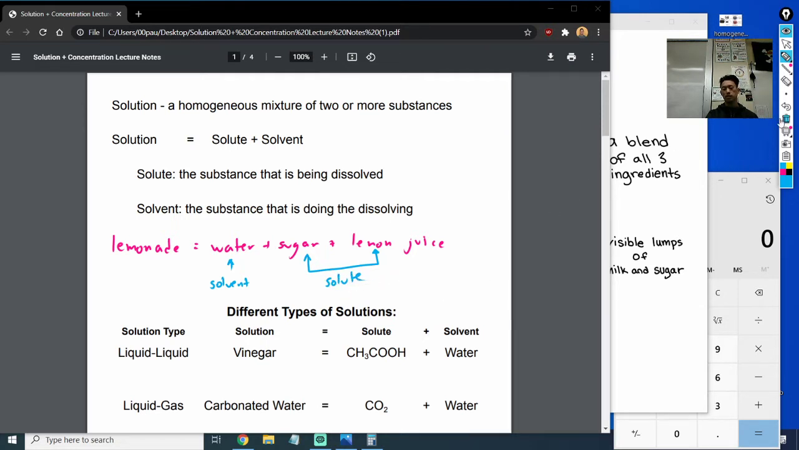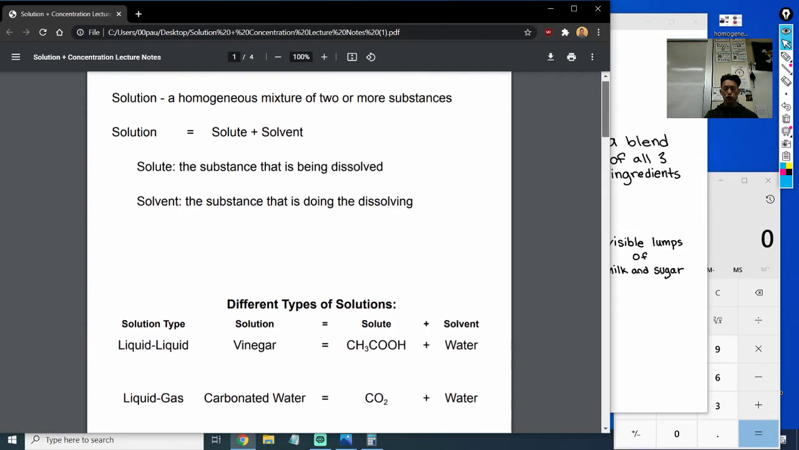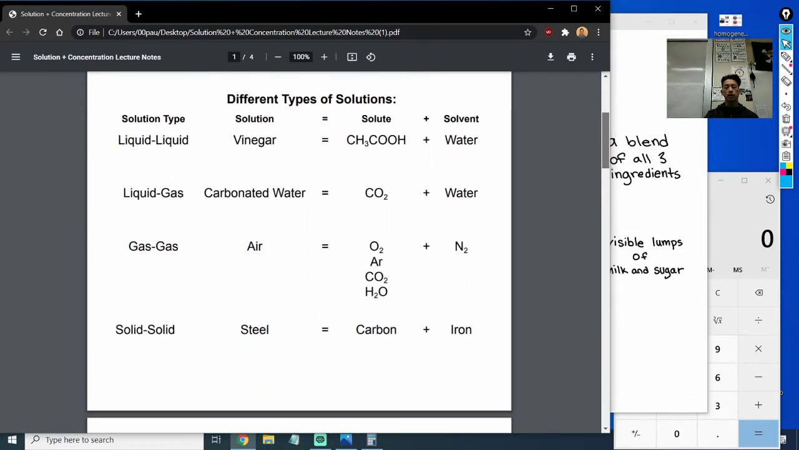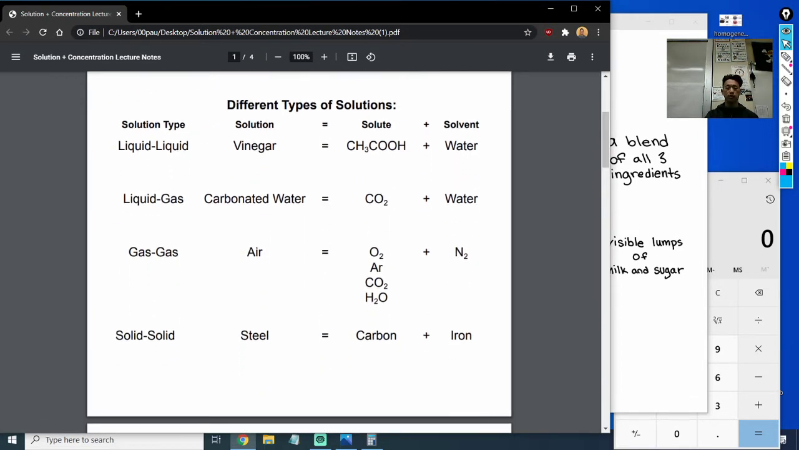Okay, so that's basically the parts of a solution. So when I talk about solute or solvent, I'm talking about what you have more of, what you're dissolving in there. That's just terminology. Now, there's different types of solutions. Usually we think about, hey, we're mixing solids into liquids, right? We're mixing salt into water, but there's different types of solutions.